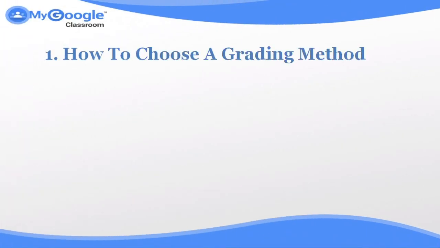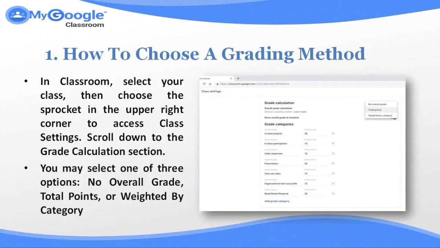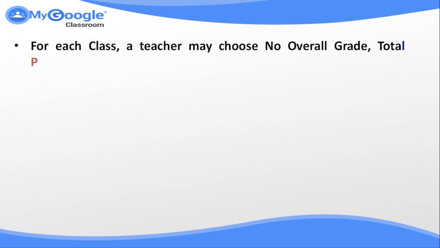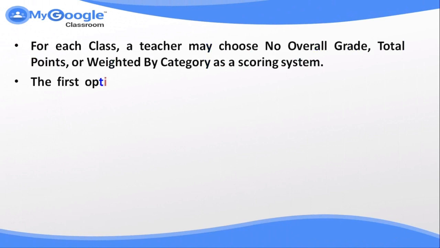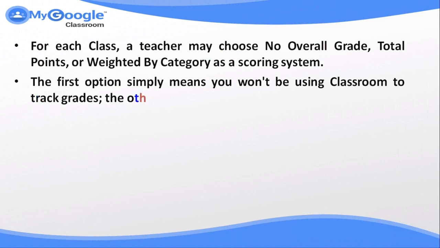Number 1. How to choose a grading method. In Classroom, select your classroom, then choose the sprocket in the upper right corner to access class settings. Scroll down to the grade calculation section. You may select one of 3 options: no overall grade, total points, or weighted by category. For each class, a teacher may choose no overall grade, total points, or weighted by category as a scoring system.